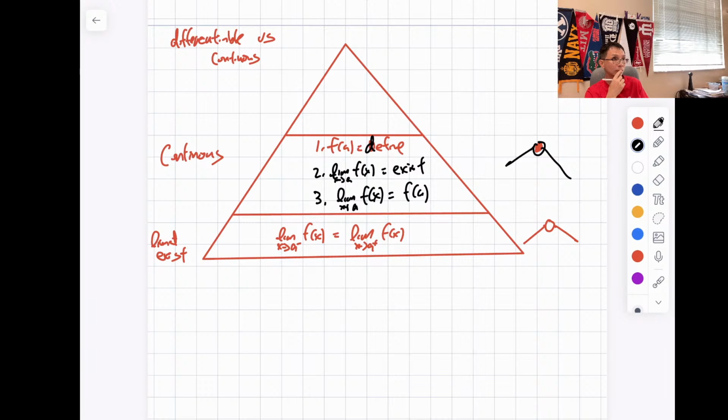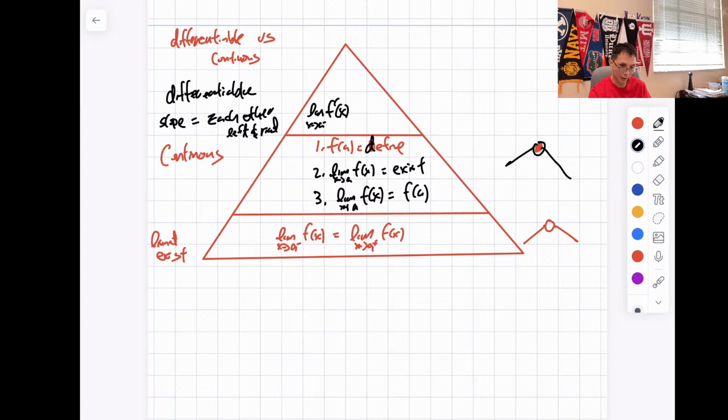So the last one, what was differentiable? Is it that the limit of f prime of x approaching a from both sides is equal? Yep. So this one's differentiable, and the slope on each side must be equal to each other, right? From the left and right. So the limit as x approaches a from the left of f prime of x must equal the limit as x approaches a from the right of f prime of x. So the slopes have to equal each other.